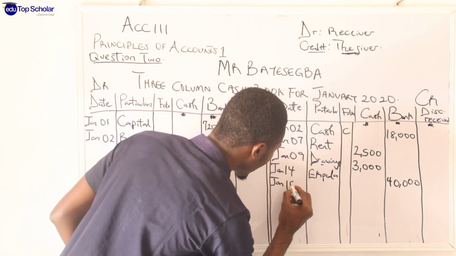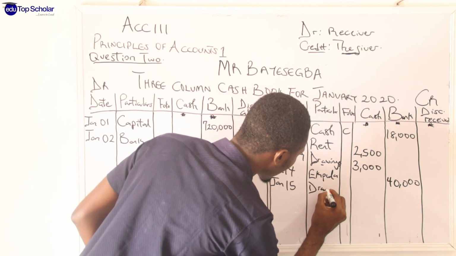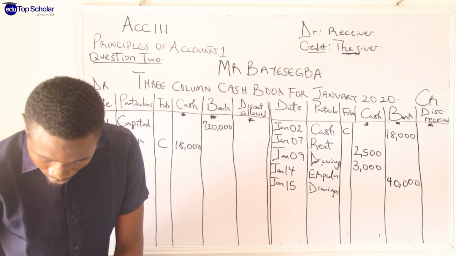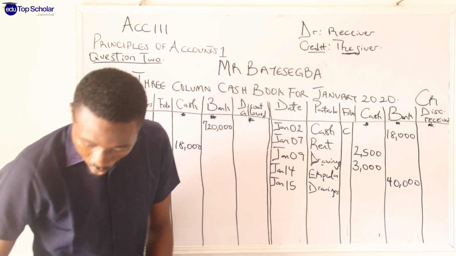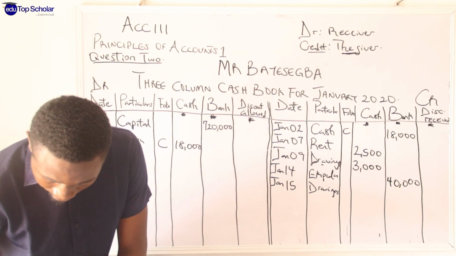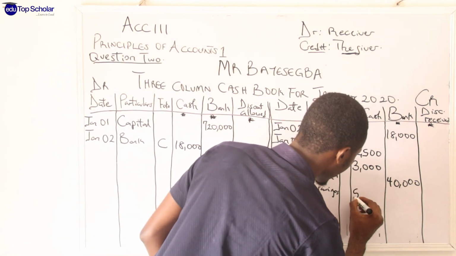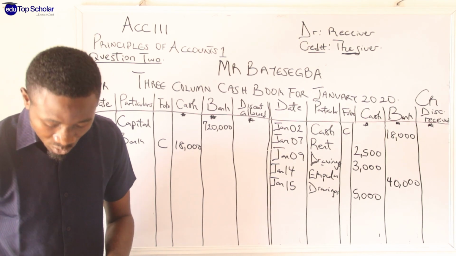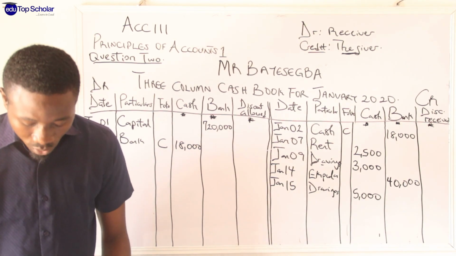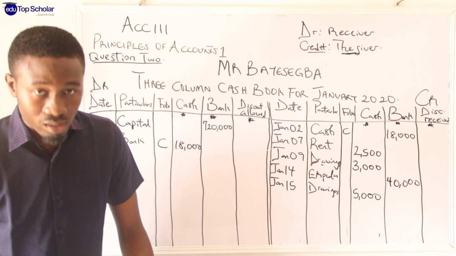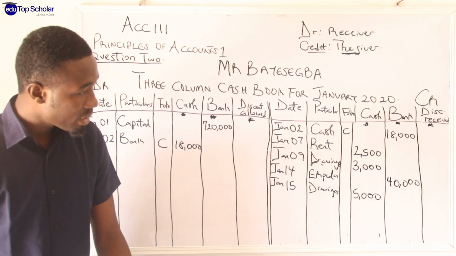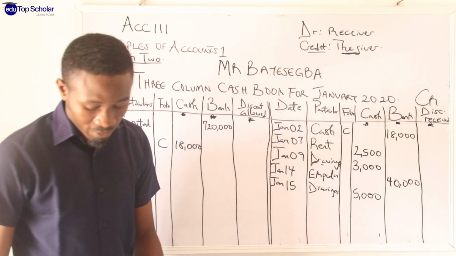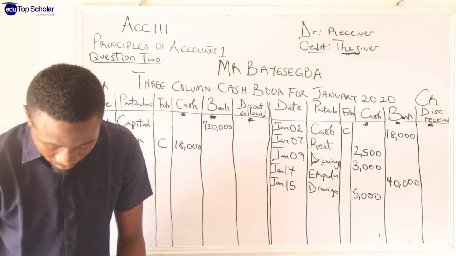So on January 15, we have drawings. It will be recorded 5,000 naira under cash because it was a cash transaction. So we move to the next, January 16. It says goods returned by Okechukwu, 20,000 naira. In this case, we already know that any time we have goods returned or we return goods to our suppliers, they will not come to the cash book.